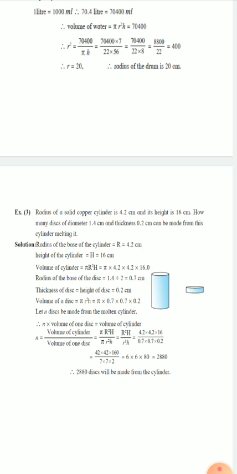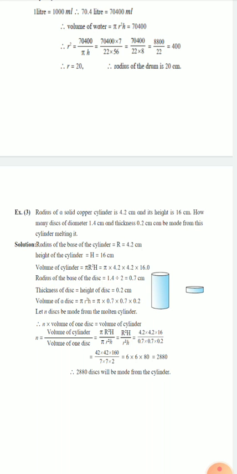All dimensions are with us. I will keep pi as it is because it will be easier for further simplification. Pi into R square, which is 4.2 into 4.2, I will write R square as R into R, and H is 16. Okay, now the diameter of the disc is given as 1.4 centimeter. So the radius becomes 1.4 divided by 2, which is 0.7 centimeter, and the height of the disc, which we also call the thickness of the disc, is 0.2 centimeter.